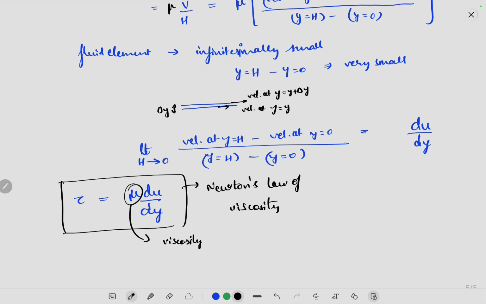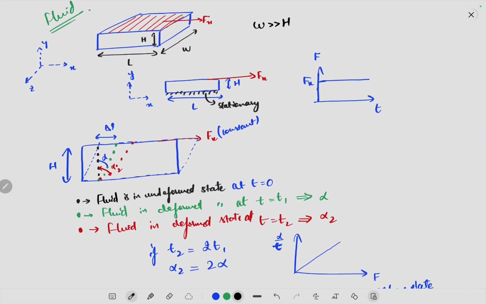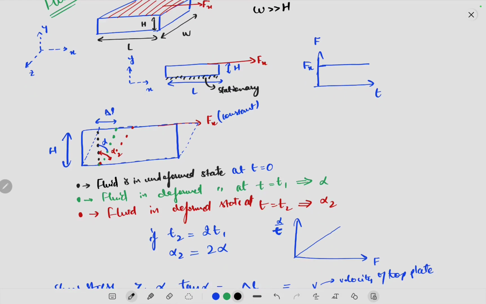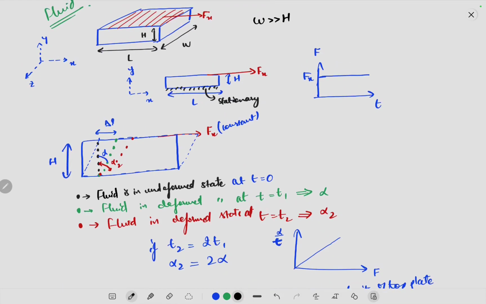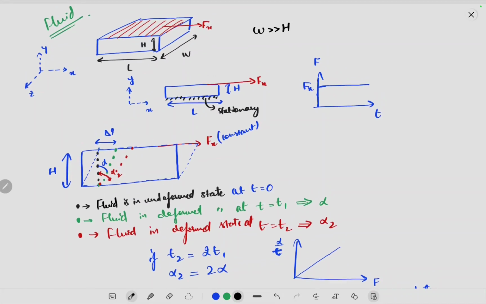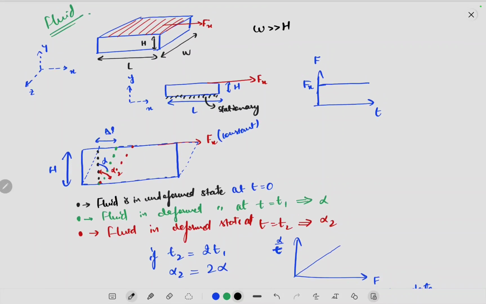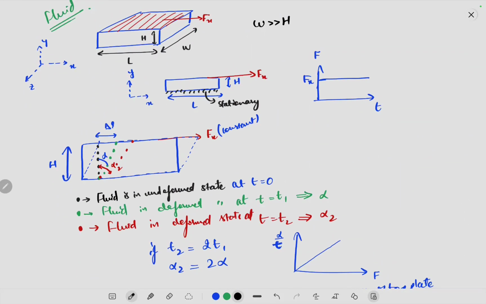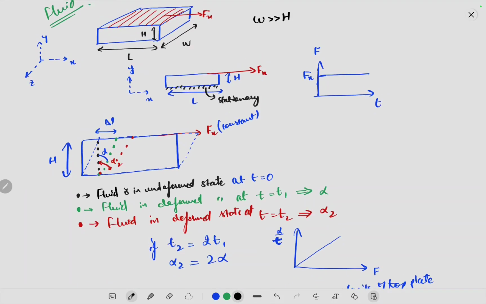Okay, so let's again briefly repeat this derivation. So we took a fluid and subjected it to a force Fx on its top surface, and we kept the lower surface stationary. Now I have made a mistake in this portion. Maybe you have figured it out in the whole derivation. So what is the mistake in this derivation? The mistake is the following.